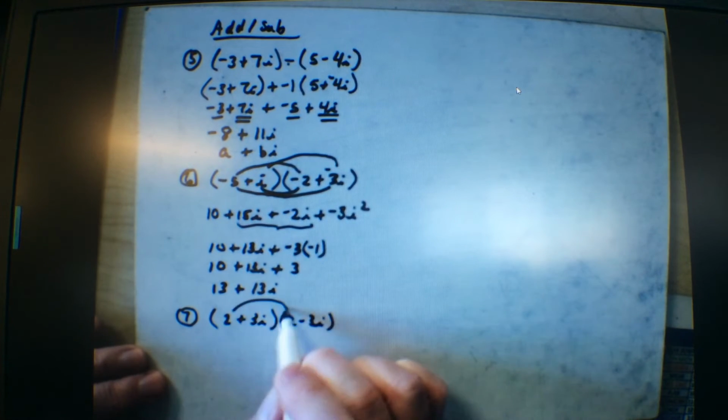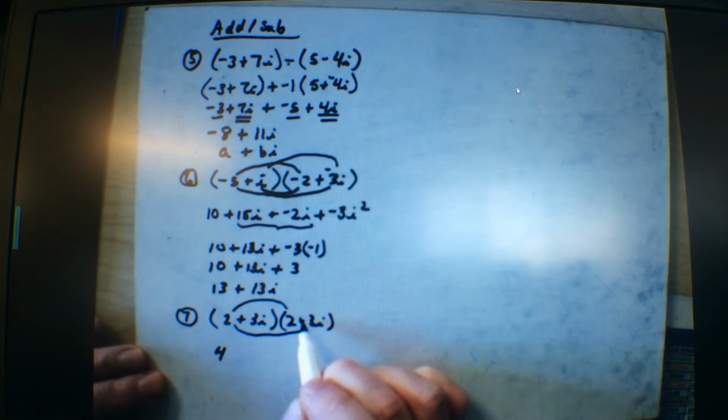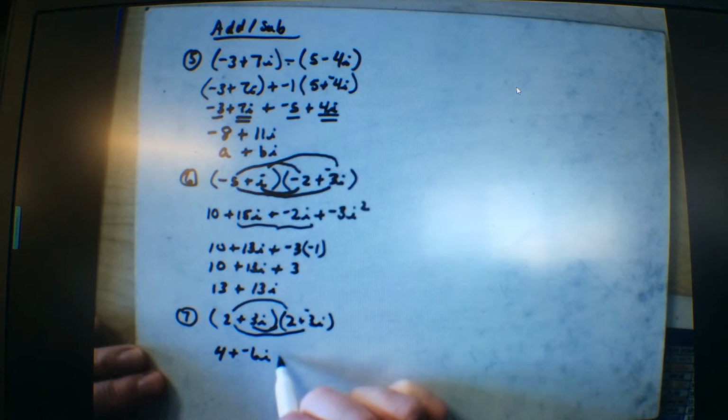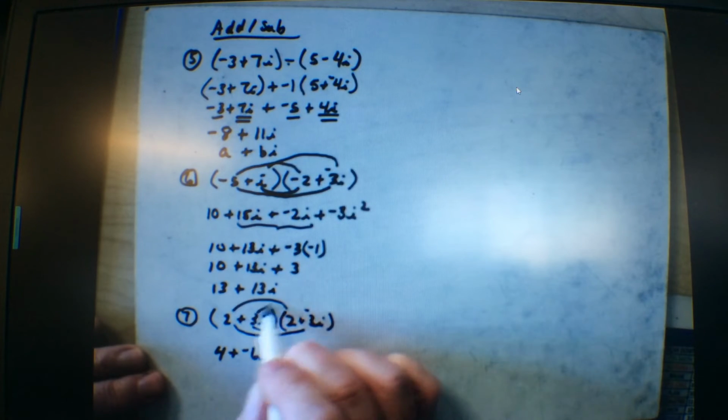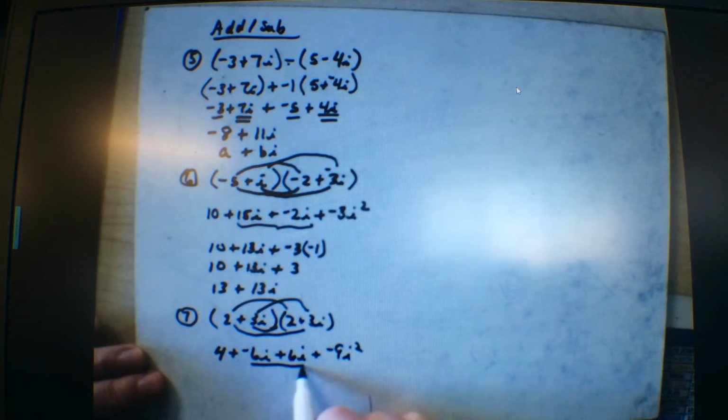So if I multiply first terms together, I get 4. Outer is negative 6i. Inner 6i, and last, negative 9i squared. Okay, do you notice what happens to these two terms? So I have 4 plus 9 times the negative 1, which is negative 9 times that, right? 9, yeah. So it'd be 13.